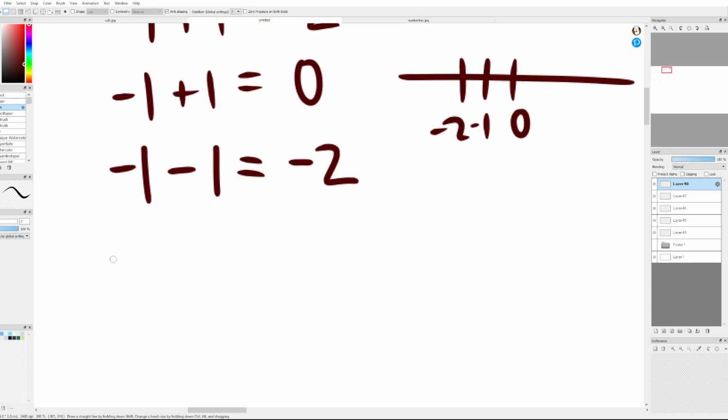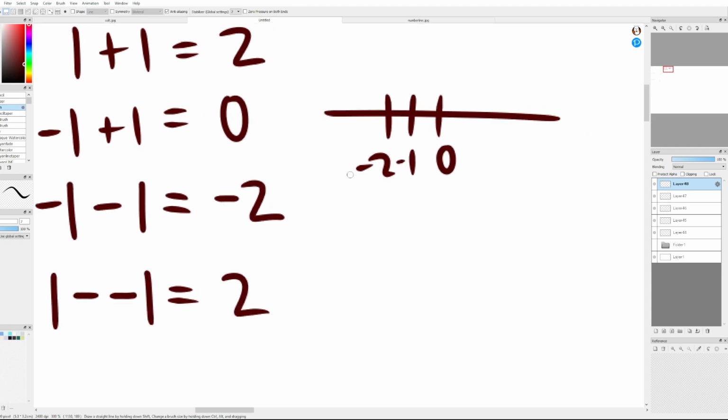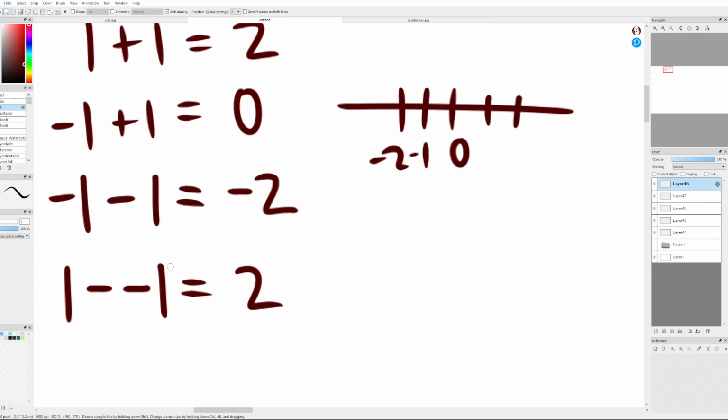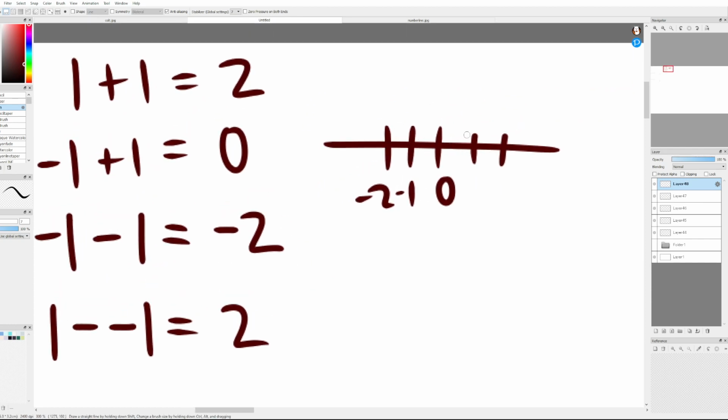And then let's just do 1 minus negative 1. That is going to equal 2, because if you think about it on the number line, these are going to cross each other out. So 1 minus negative 1 kind of changes direction.